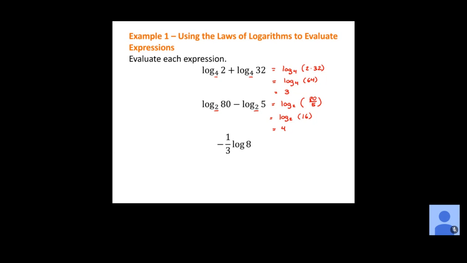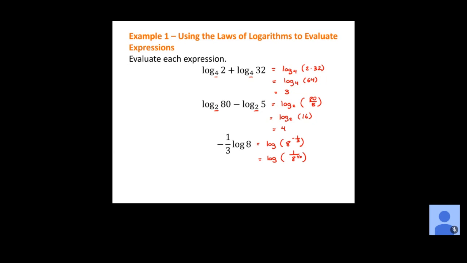Then this third one here, we're using that last law of logarithms. We have a value out front, which means we can move it into the exponent. So this is going to give us the log of 8 to the negative 1/3 power. Now we need to simplify 8 to the negative 1/3. The first thing I'm going to do is move that to the denominator to make it a positive exponent. So we'll have the log of 1 over 8 to the 1/3.